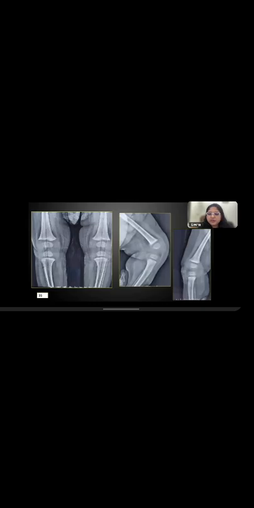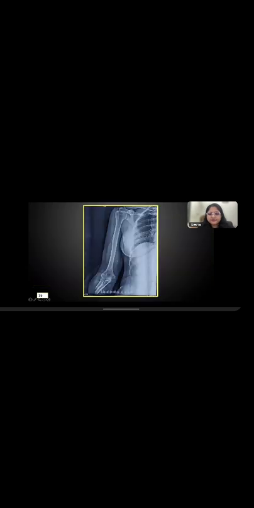Case number 35, people have already answered. So this is not a focal bone lesion, but I kept it for you to recognize that this is a rickets case. Metaphyseal flaring, metaphyseal widening, fraying of the metaphysis. There is roundening of the epiphysis and small epiphysis. So this is a case of rickets.